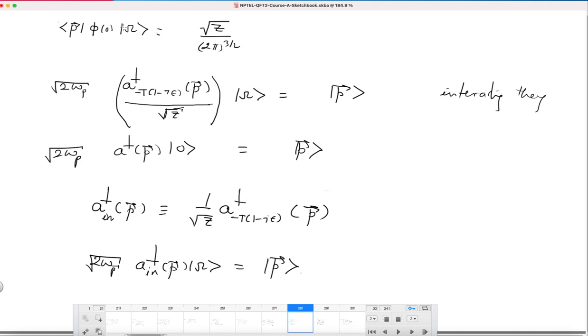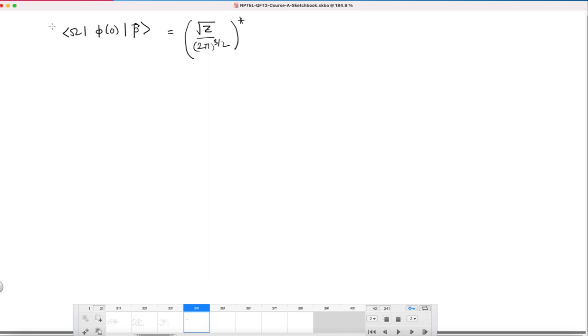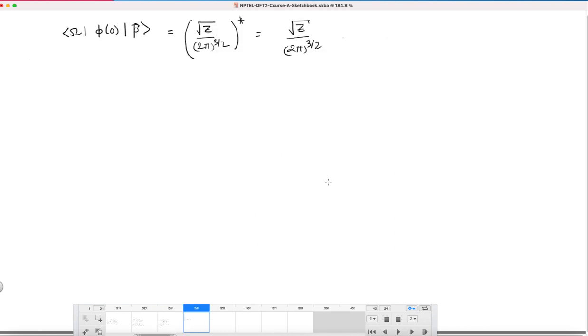Yeah, so here the vacuum was on the right and bra p was on the left, so vacuum on the right. And now vacuum is on the left. So this is the complex conjugate of the previous thing, so that's why I put complex conjugate, but we will see later that z is real, so I can write simply this thing. So now if I take this and substitute in here together with all the other things that I have mentioned, I get the following.